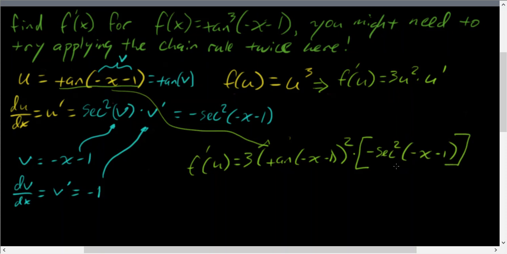Then if I just want to move the minus sign out front, I could, but really we're done, right? This is negative 3 times tangent squared of negative x minus 1 times secant squared of negative x minus 1. And we're finally done. Notice that there's two chain rules going on there.